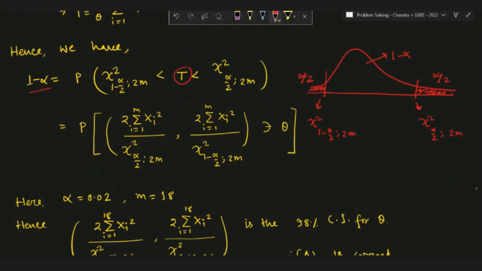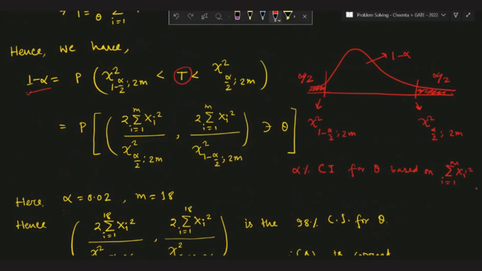So we can place the value of T here and adjust the interval as 2 into summation Xi square, i equal to 1 to m, divided by chi-square alpha by 2 comma 2m, and 2 summation Xi square, i equal to 1 to m, divided by chi-square 1 minus alpha by 2 comma 2m. The probability that this interval contains theta is 1 minus alpha. So we have got the 100(1 minus alpha) percent CI for theta based on summation Xi square.